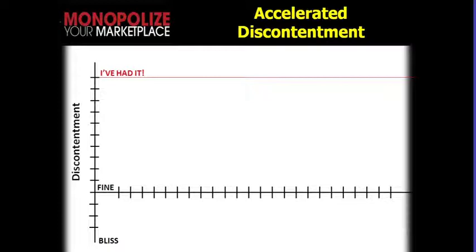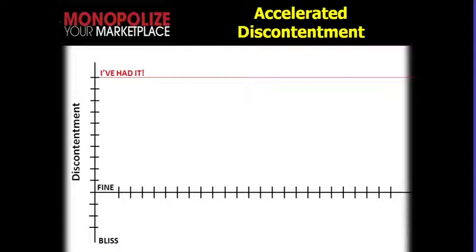Okay, on this graph, on the left, we have what's called discontentment, satisfaction. How happy are you with your current situation? We're talking specifically about dentistry right now. It could be anything. It could be your car. It could be your spouse. It could be your laptop computer. In this case, it's dentistry.